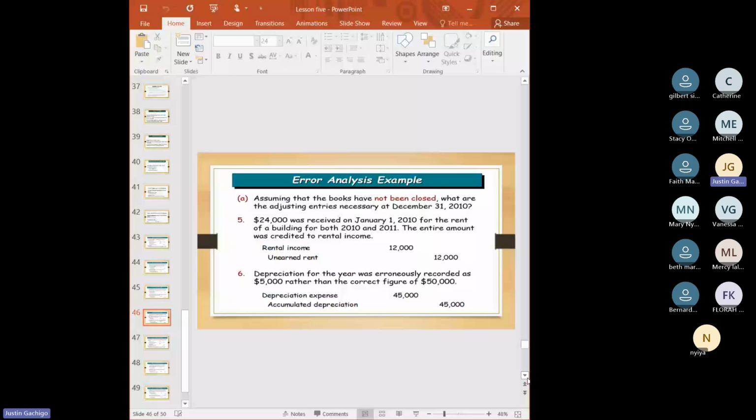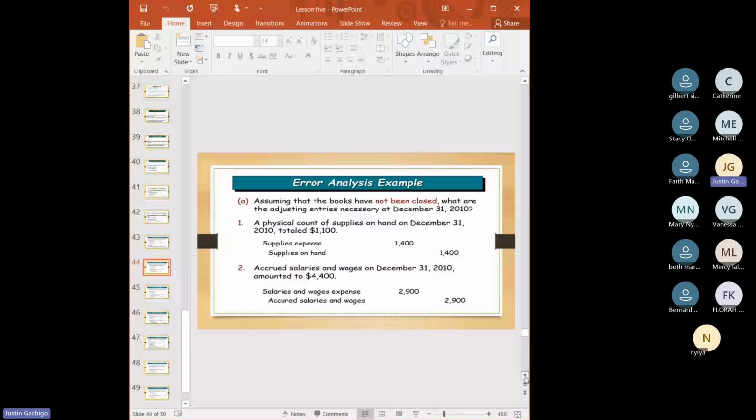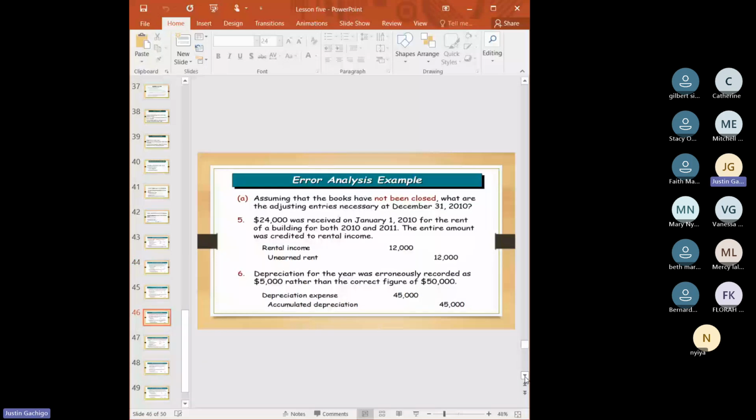24,000 was received on January 1, 2010 for rent of a building for both 2010 and 2011. The entire amount was credited to the rental income. So how much was unearned rent here? It was zero. So you have to debit the rental income and credit the unearned rent.